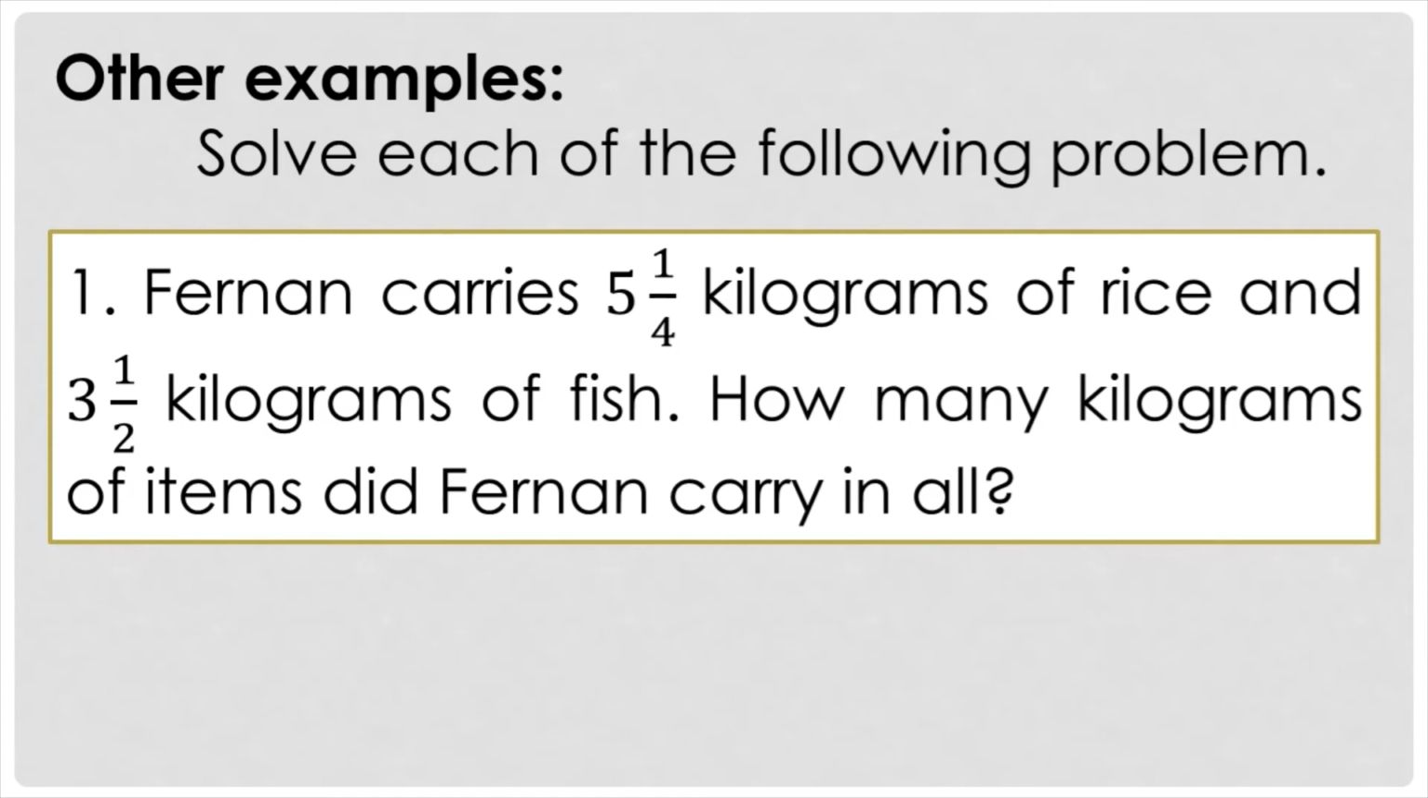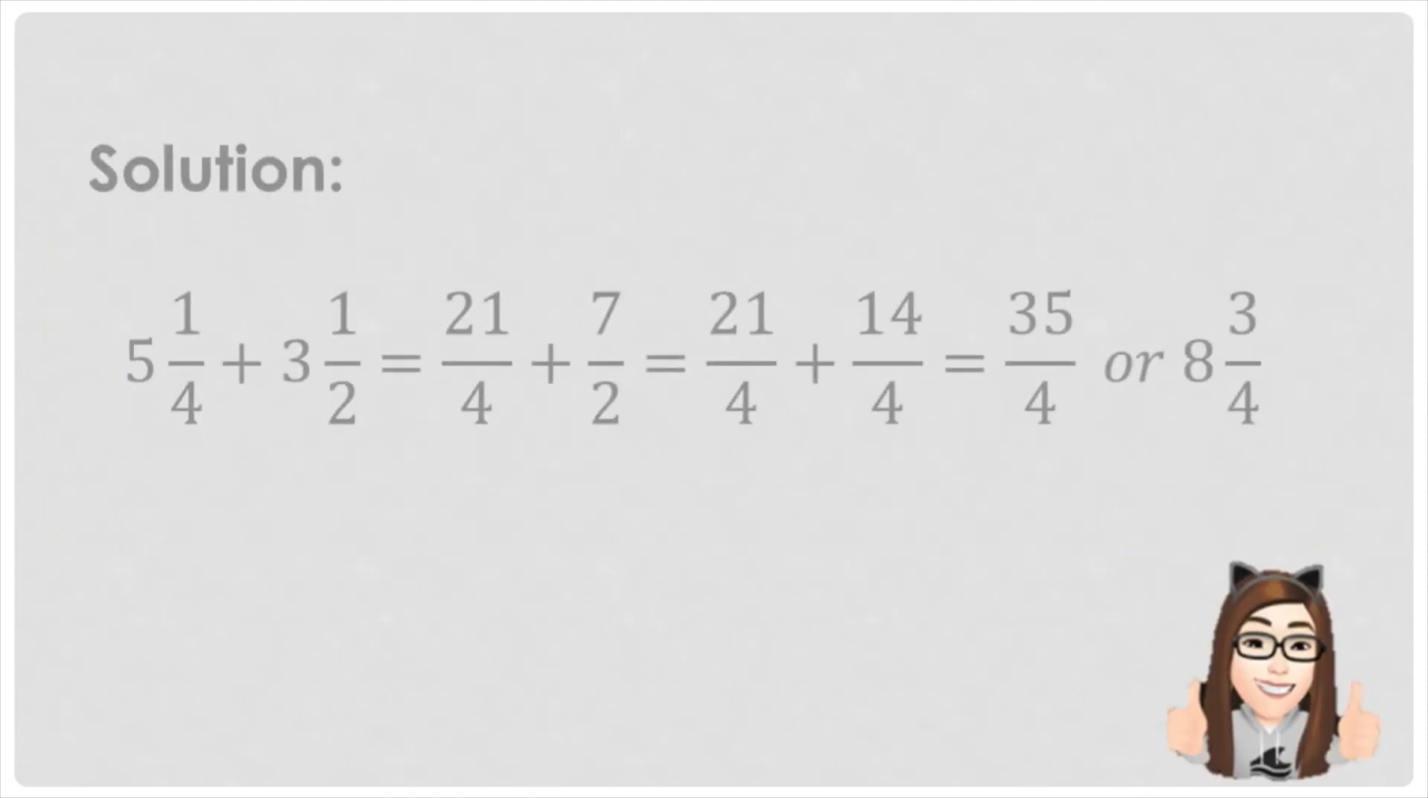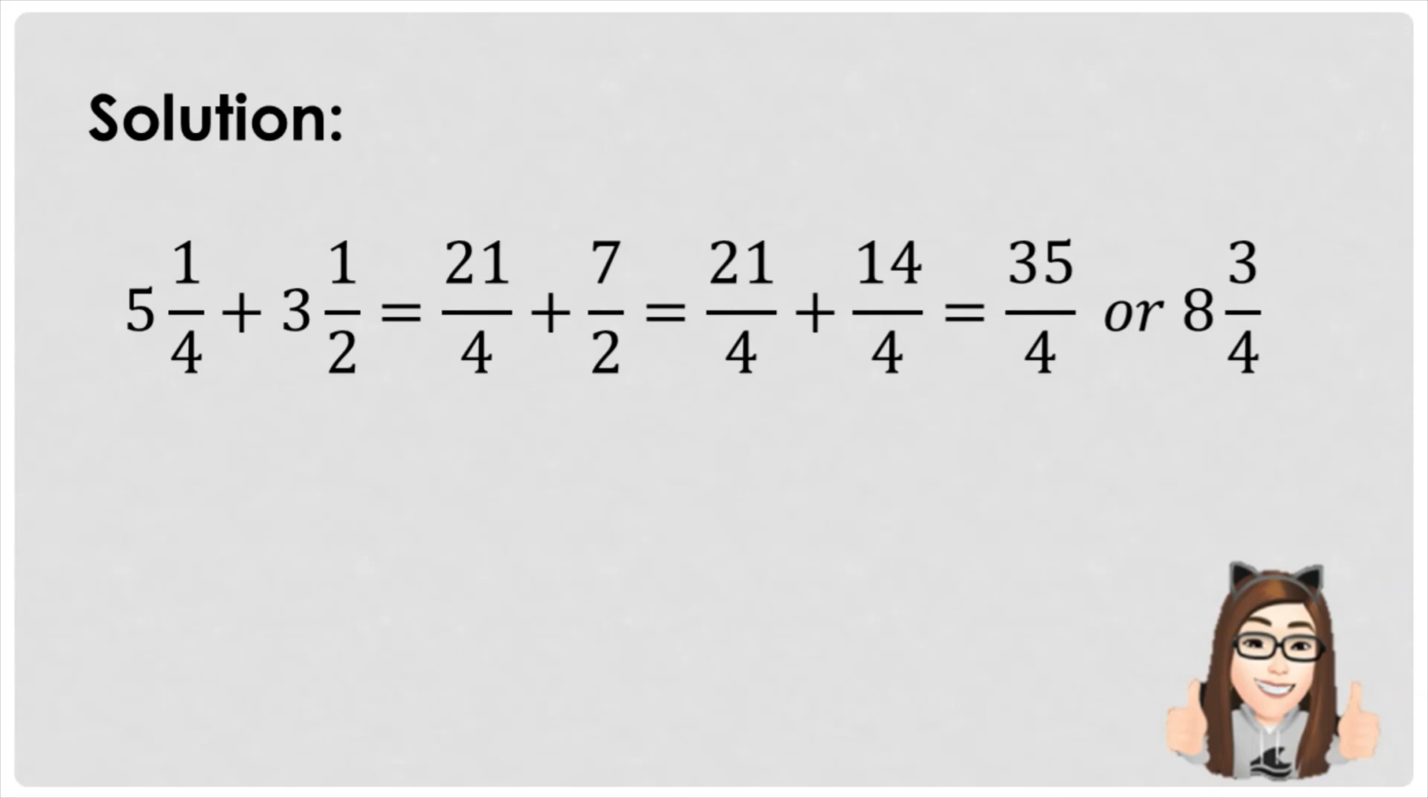Let's have another example for this. Let's have Fernand. Fernand carries 5 1/4 kilograms of rice and 3 1/2 kilograms of fish. How many kilograms of items did Fernand carry in all? So we need to perform addition of fractions for this. For our solution, first is the kilo of rice, which is equal to 5 1/4, to be added to the kilo of fish, which is equal to 3 1/2.